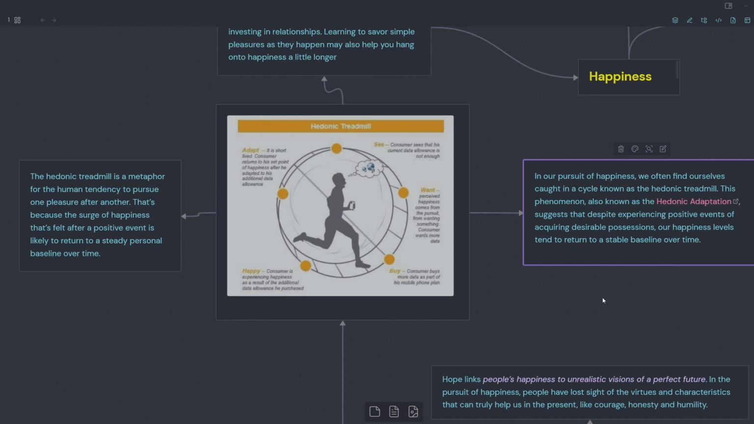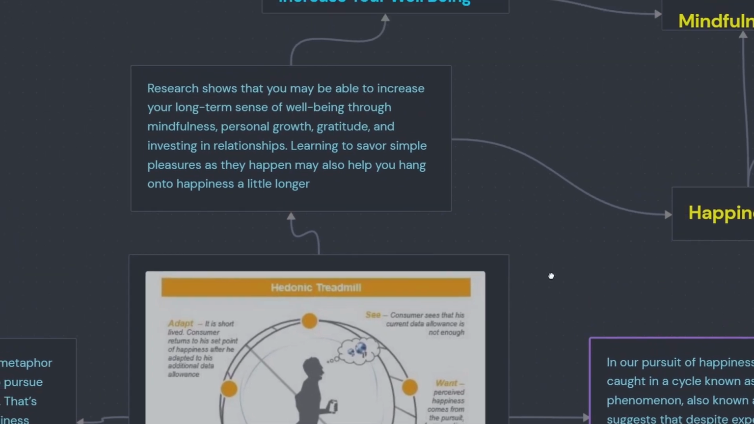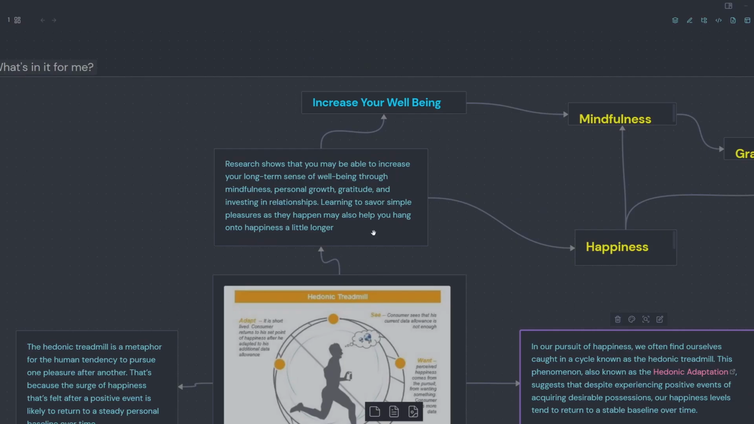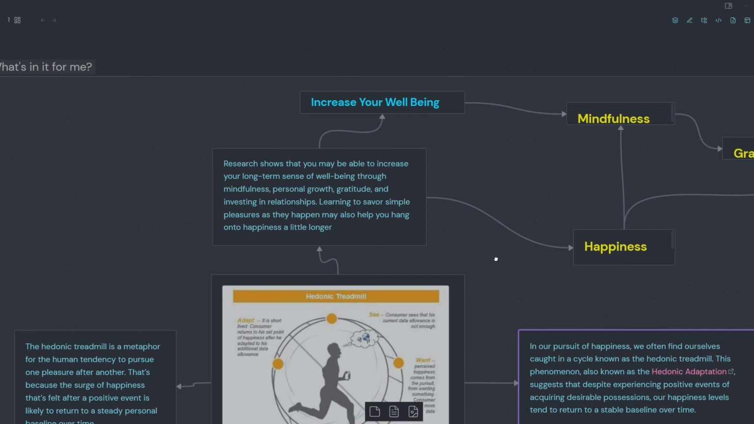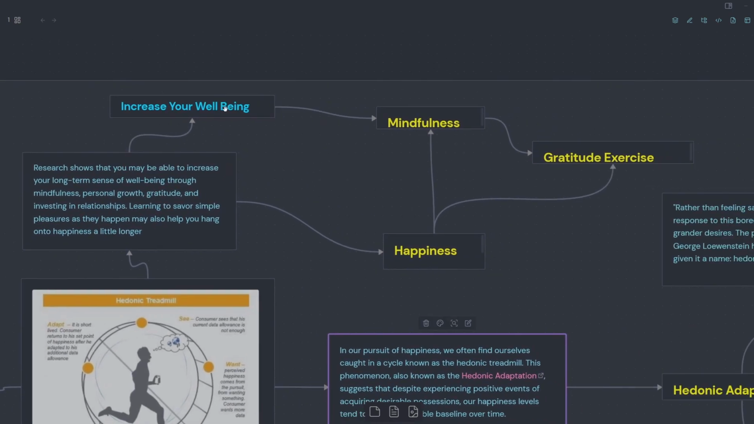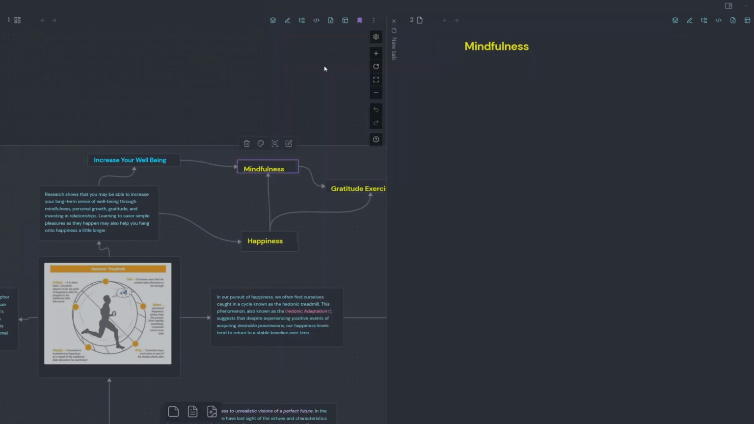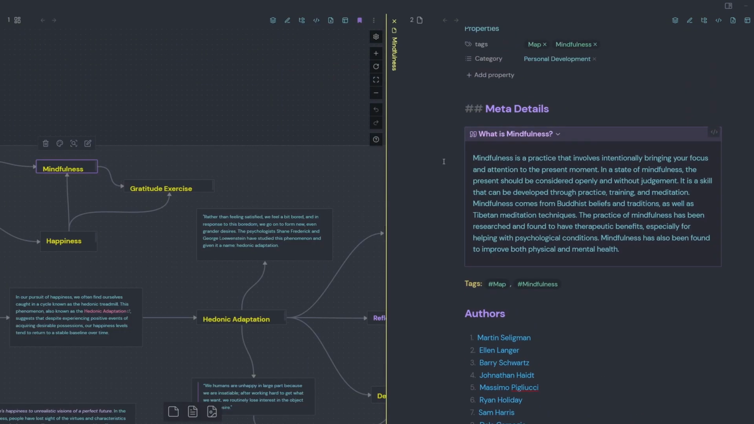It suggests that despite experiencing positive events or acquiring desirable possessions, our happiness levels tend to return to a stable baseline over time. So research shows that we may be able to increase our long-term sense of well-being through mindfulness, personal growth, gratitude, and investing in relationships. And learning to savor simple pleasures as they happen may also help us hang onto happiness a little longer. So that increases our well-being, and that leads into mindfulness and gratitude exercises and happiness, which are all their own note that I have within my second brain here.